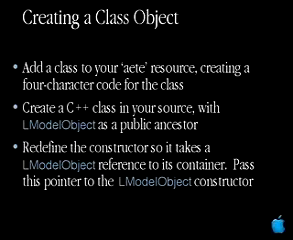Then you create the C++ class that has LModelObject as a public ancestor, and then you redefine the constructor on your widget object so it takes an LModelObject reference to its container, and you pass that pointer to the LModelObject constructor, and when somebody says make new widget, your constructor gets called. And it just happens automatically. It's very nice. It's a very clean system.